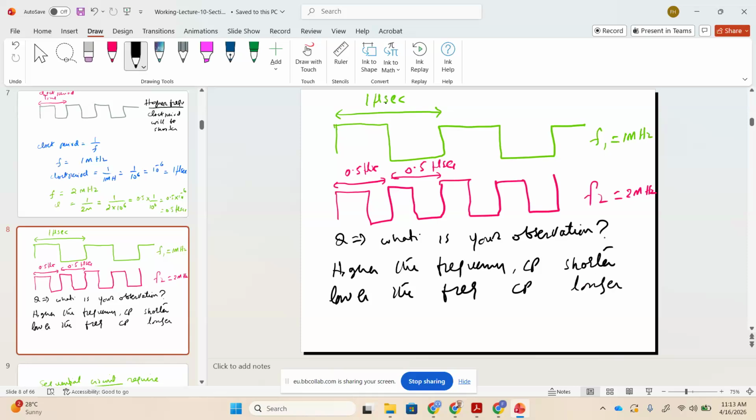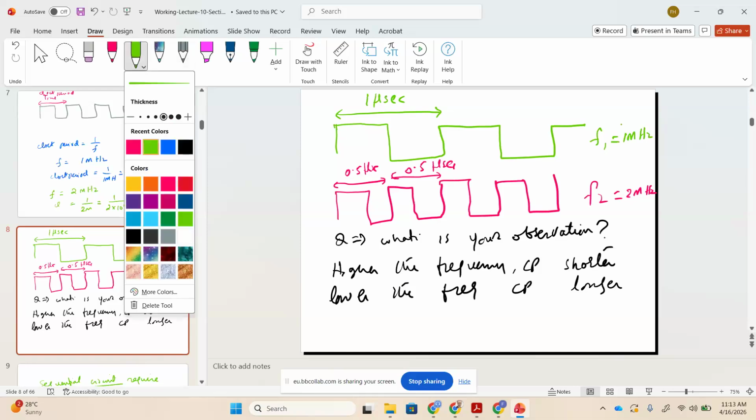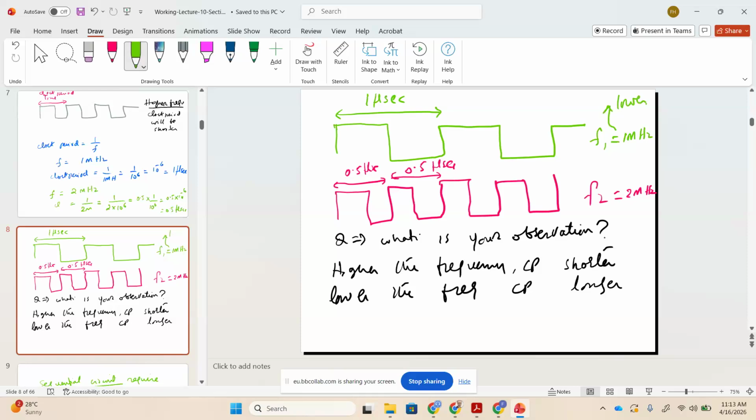Can you see here? This is lower frequency. So in this example, F1 is at lower frequency, and then we have the higher frequency. Any question? No. Okay, now we proceed further.